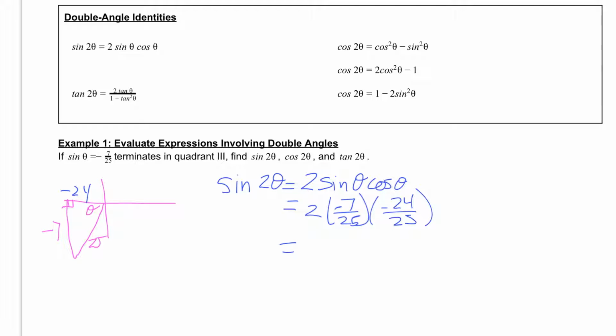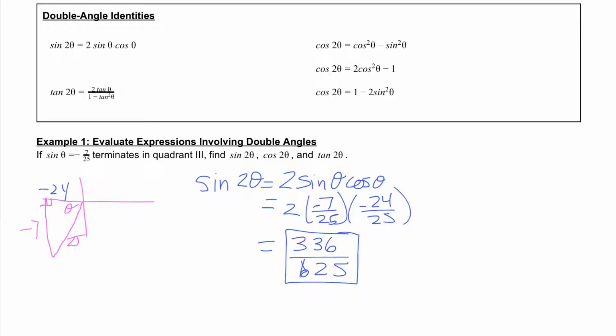And then I can just multiply this together using my calculator, simplify it, and you get 336 over 625. Try that on your calculator. Make sure you get the same answer. If you have questions, let me know. Otherwise, we're going to do the cosine of 2 theta. Now remember, with the cosine of 2 theta, there are 3 different formulas that you can use, and it does not matter which one you use, as they will all come out to be the same answer.